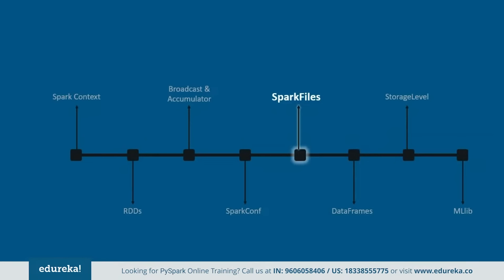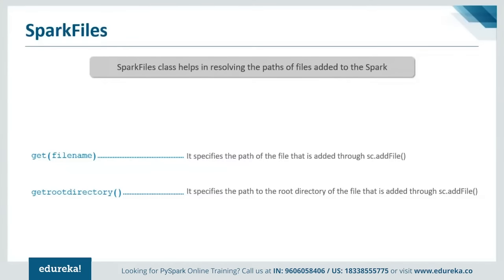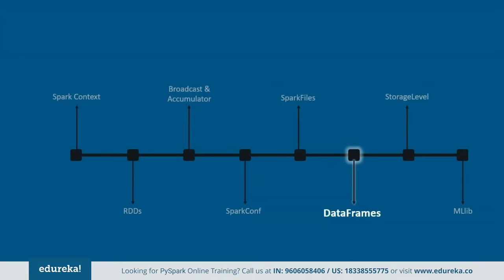Now, coming to the next topic on our list, which is SparkFiles. The SparkFiles class contains only class methods, so the user cannot create any SparkFiles instance. This helps in resolving the path of the files that are added using the SparkContext.addFile method. The SparkFiles class contains two class methods, which are the get method and the getRootDirectory method. The get method is used to retrieve the absolute path of a file added through SparkContext.addFile, and getRootDirectory is used to retrieve the root directory that contains the files added through SparkContext.addFile.